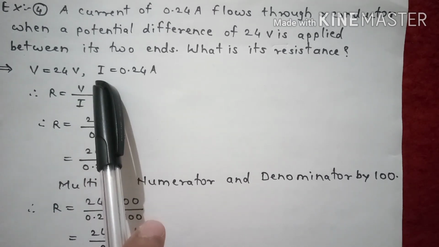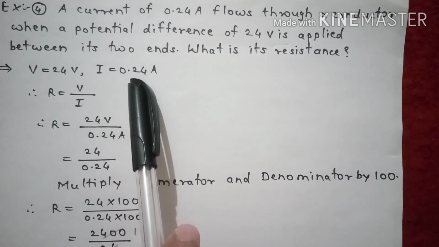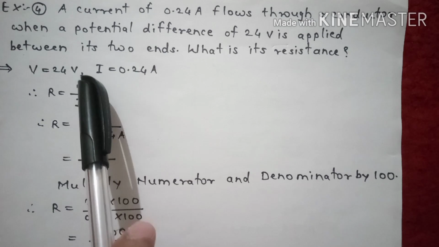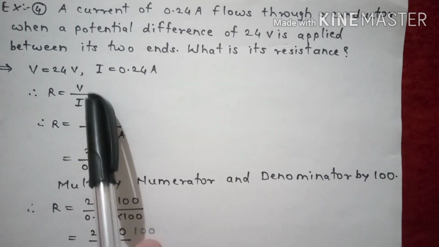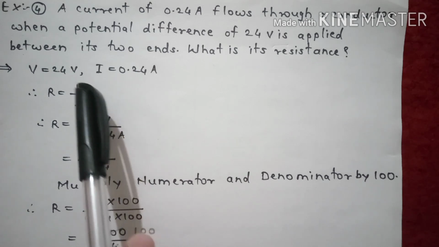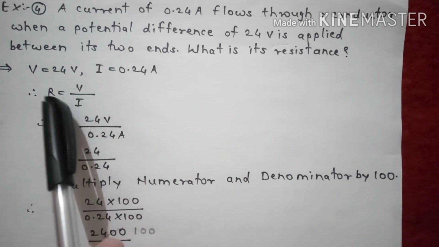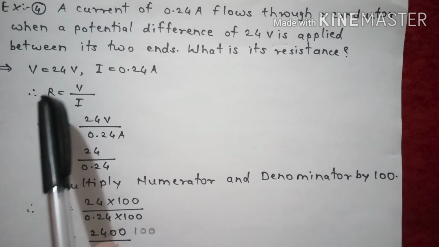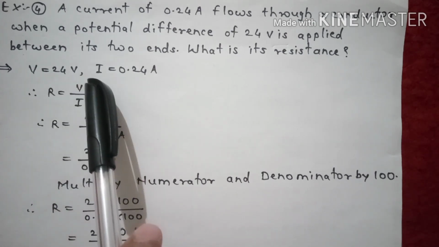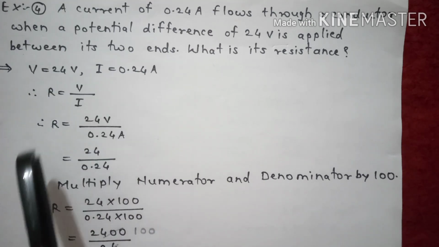Current I is equal to 0.24 ampere. Therefore R is equal to V upon I. This is according to Ohm's law, because according to Ohm's law we know V is equal to I into R. Therefore here we have to calculate resistance. So the resistance formula will be R is equal to V upon I.